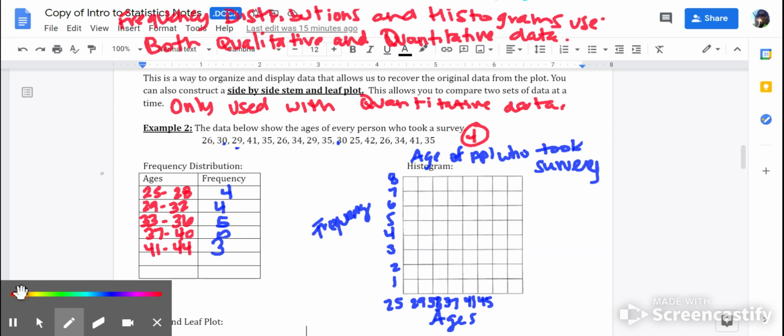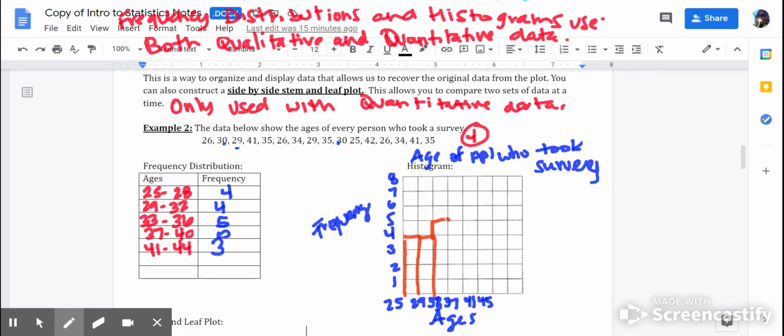We just want to make our bars in these groupings. So the frequency of 25 to 28 is 4. From 29 to 32 is 4. 33 to 36 is 5. 0 between 37 and 40. And 3 between 41 and 44. This is just practice of making a frequency distribution and a histogram.